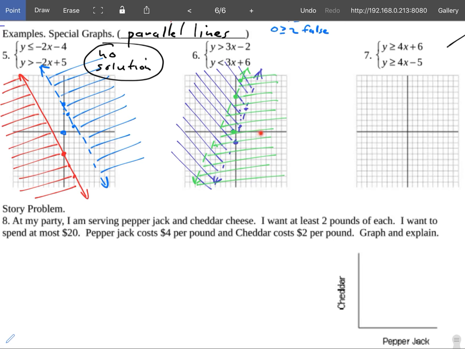This part over here is only shaded purple. This part is only shaded green. So the solutions are where it's double shaded, purple and green, right in here. So any point between those two parallel lines would be a solution. Not including the points on the lines because they're dotted lines.